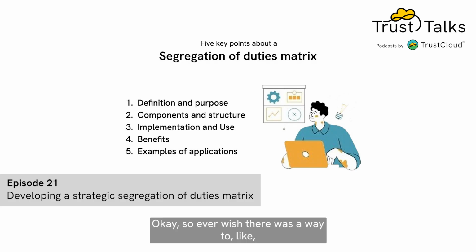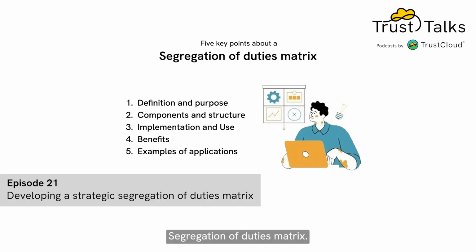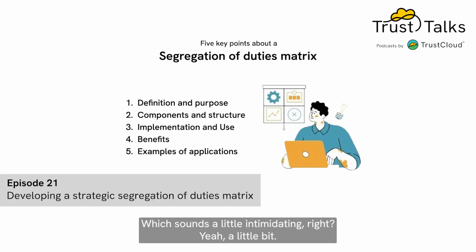Okay, so ever wish there was a way to not just catch fraud, but actually stop it before it even happens? Well, that's where we're diving in today. Today's deep dive is all about building a framework for exactly that. That's right. A segregation of duties matrix. Which sounds a little intimidating. Yeah, a little bit. Luckily, we've got this great article to unpack it all, Developing a Strategic Segregation of Duties Matrix.